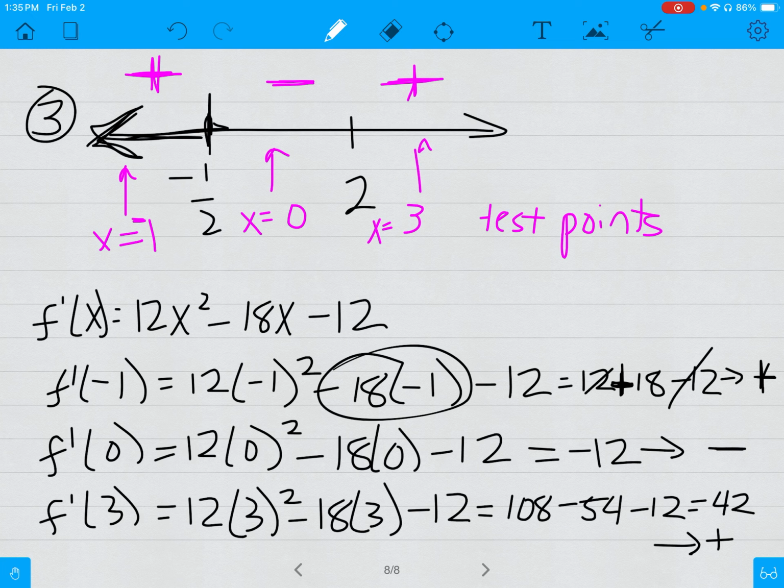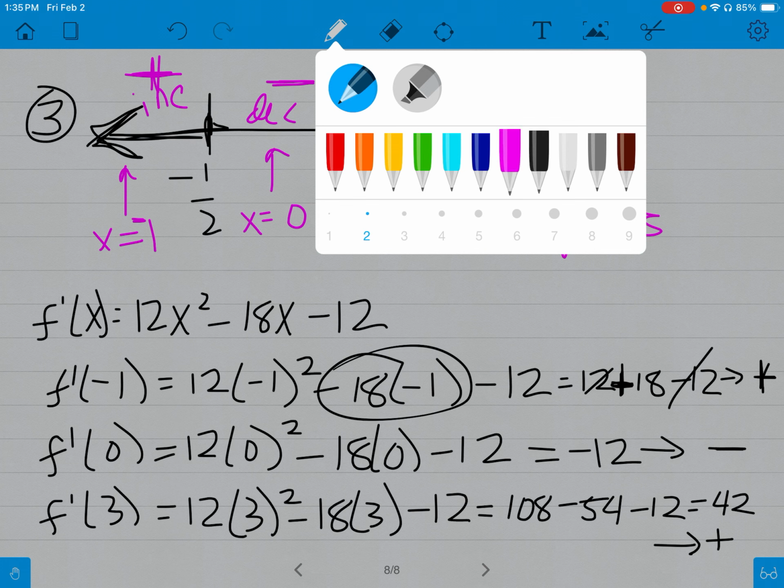So in terms of where the function is increasing and decreasing, it's increasing in the intervals where the sign of the derivative is positive, and it's decreasing in the interval where the sign of the derivative is negative. Okay, so that's all the work to find those intervals, but then how do we report our final answer? What does this look like?